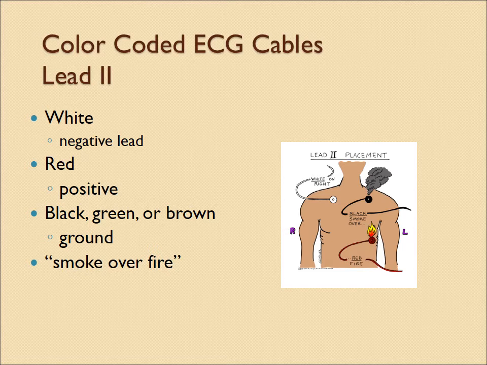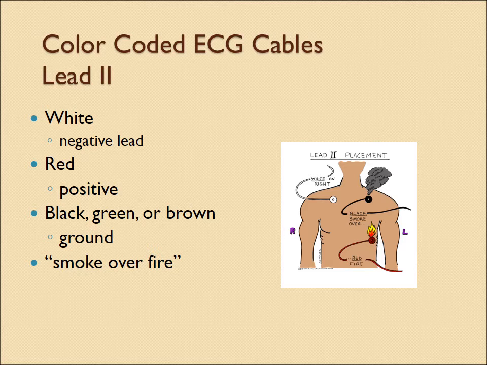Common leads are lead 2 and MCL1. Looking at a lead 2, this is where the white or the negative lead is placed below the clavicle. And then the positive, which is red, is placed below the left pectoral muscle. And then the ground is placed under the left clavicle. What we get here is an acronym that they like to say, smoke over fire. So we have the fire down below and the smoke up above, as you can see in this slide.